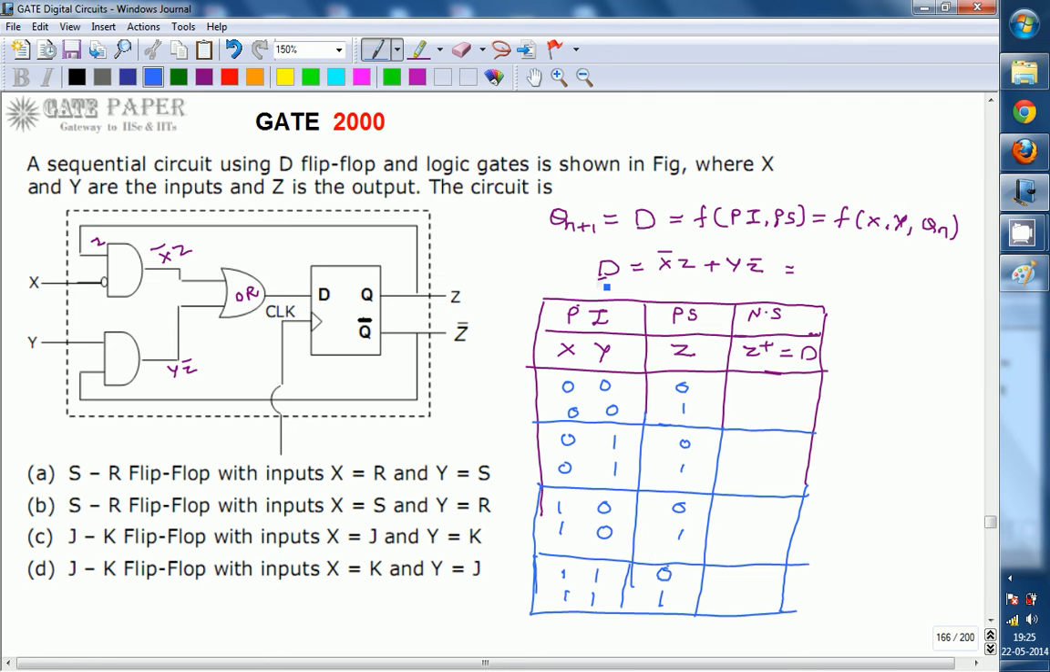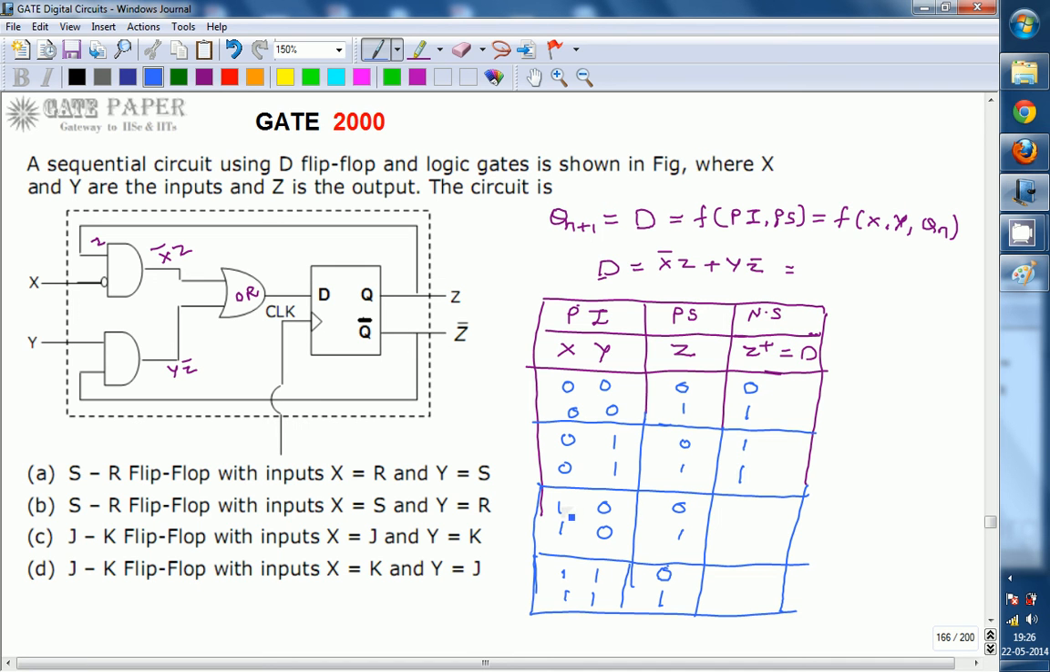Now if X is equal to 0, Y is equal to 0, Z is equal to 0, you get the next state as 0. Whenever X is 0, Y is 0, Z is equal to 1, X bar is nothing but 1, so you get 1 itself. Next, 0 1 0: Z is equal to 0, so 0 into something is 0, Z bar is equal to 1, 1 into Y is equal to 1, so you get 1 itself. Next 0 1 1: Z is equal to 1, X bar is equal to 1, so you get 1 itself.